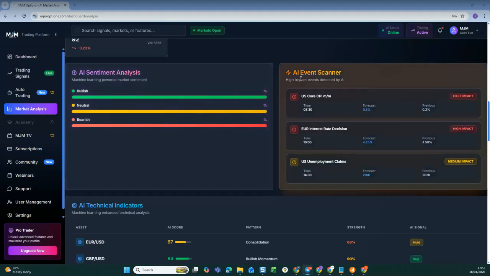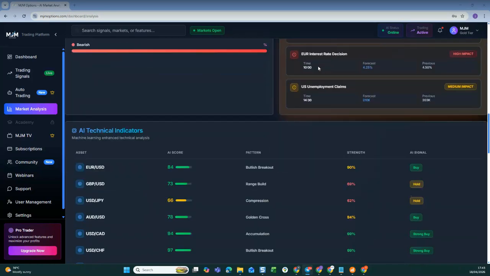The next thing here is the AI event scanner. The AI event scanner talks about the ability of the AI to study economic news. Those figures that are released on the economic news, it will use to determine the strength and weakness of a particular currency. And from there, it can know whether to give you a buy signal or a sell signal on a particular asset. So that's basically what it is.